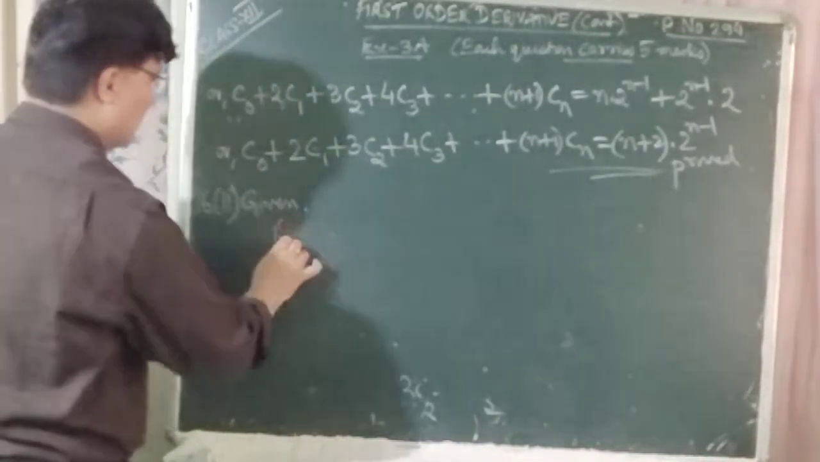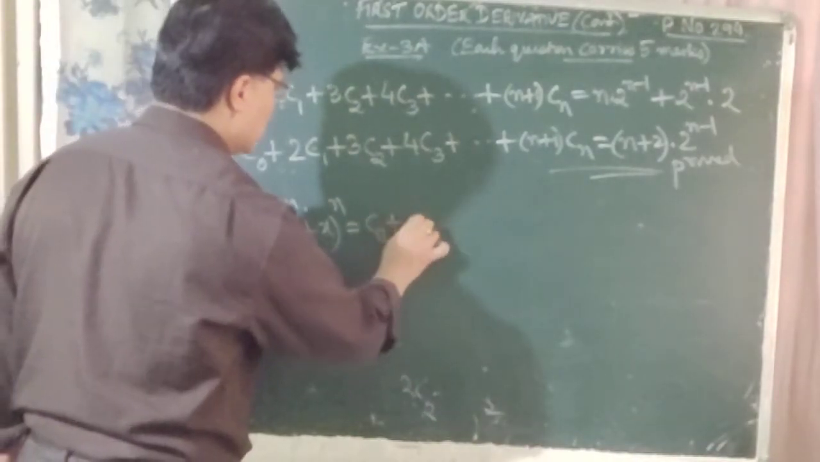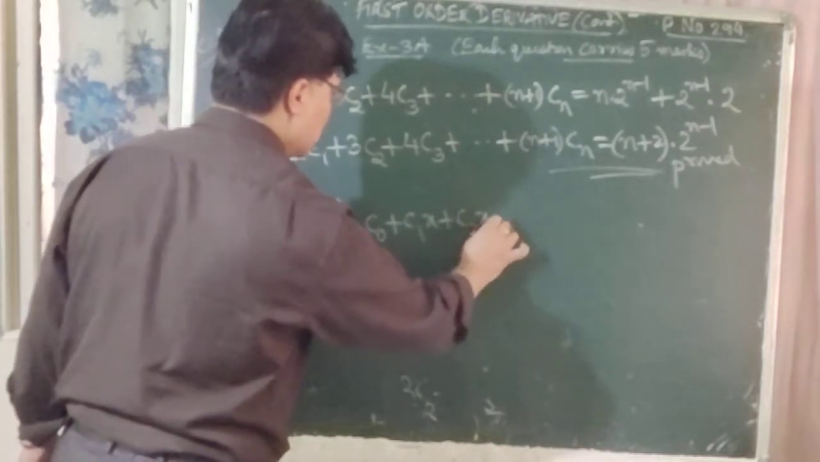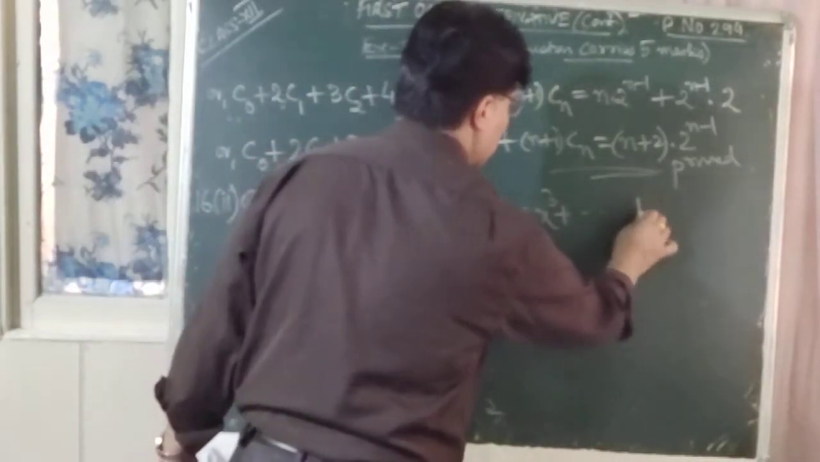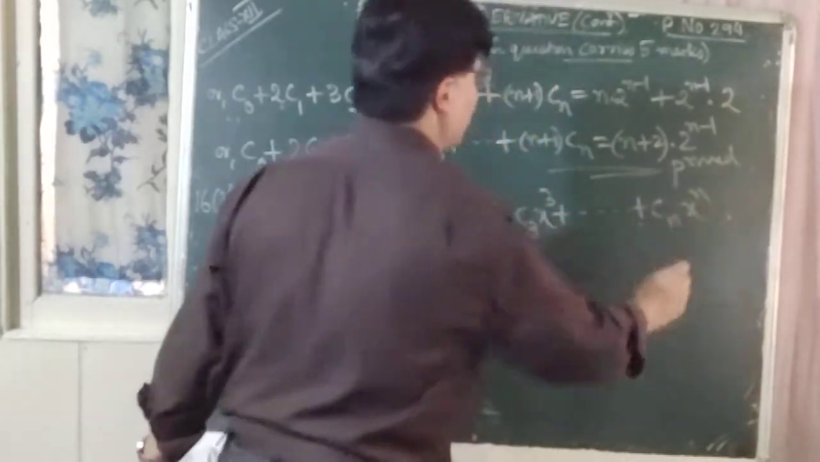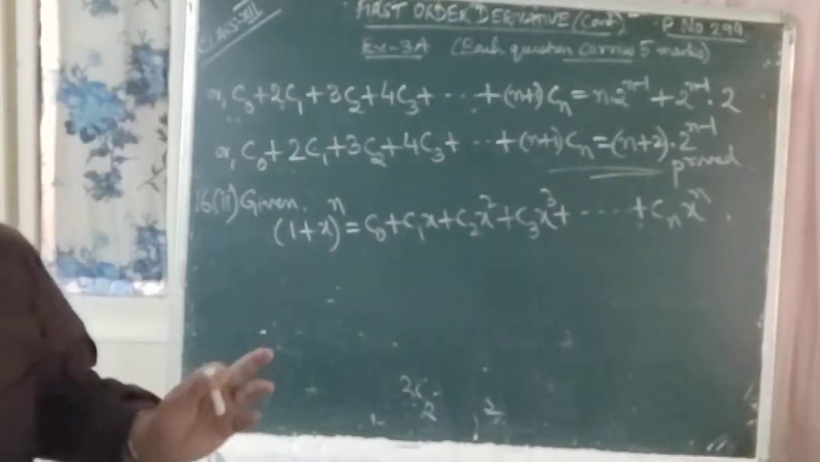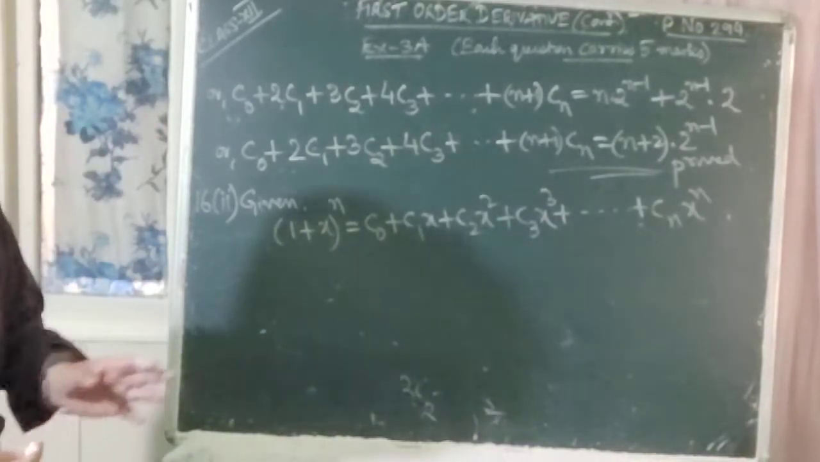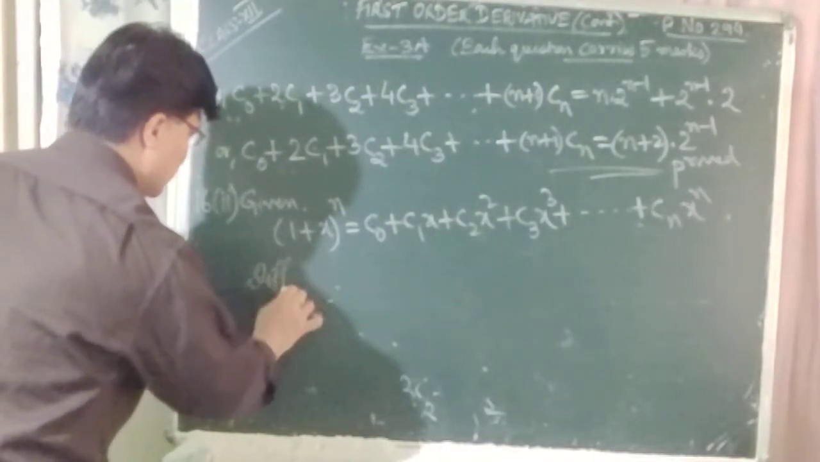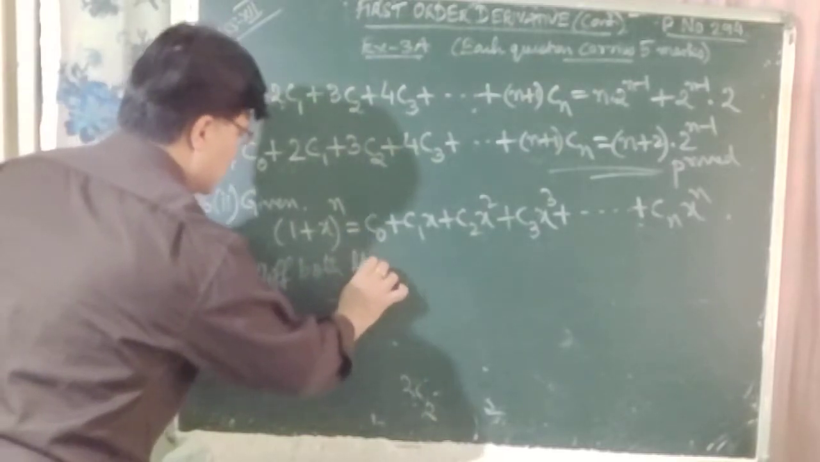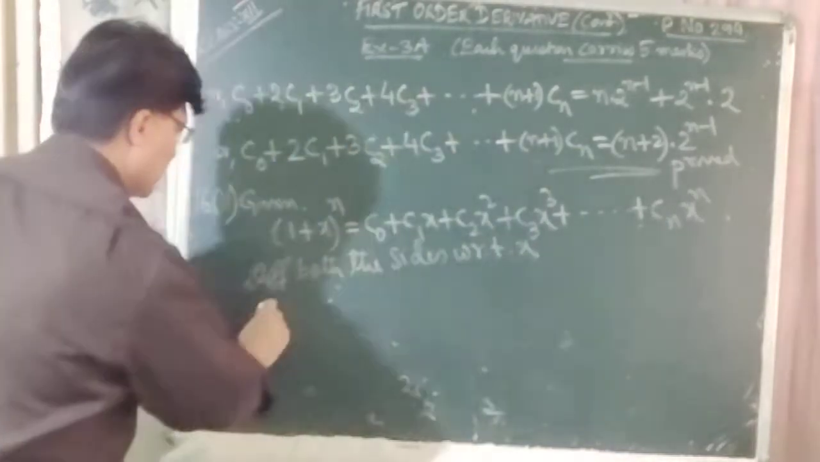So what is given here again? It is (1 plus x) whole to the power n is equal to c0 plus c1x plus c2x square plus c3x cube plus dot dot dot plus cn x to the power n, right? So now what will you do here? Again differentiate both the sides with respect to x. Okay? Again differentiate both the sides with respect to x. So differentiating both the sides with respect to x, what do we get?